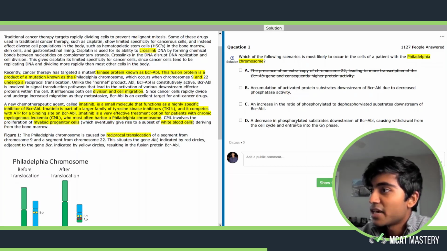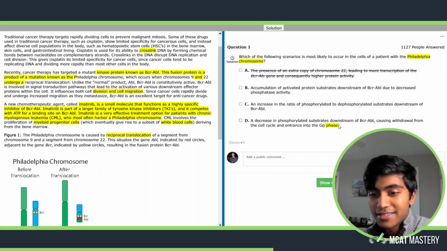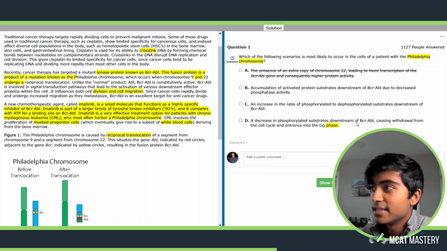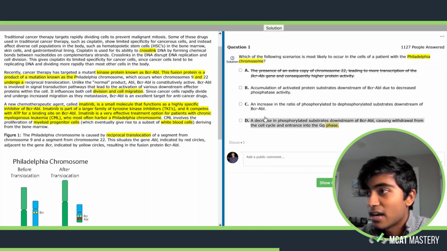This last one, decrease in phosphorylated substrates downstream of BCR-ABL causing withdrawal from the cell cycle and an entrance into the G0 phase. Here, the G0 phase is my keyword. The G0 phase, from how I understand it, is a phase where there's no replication happening. When you think about cancer, that's the exact opposite. You have a lot of replication happening in cancer. So there's no way that G0 phase is going to happen, because these Philadelphia chromosomes are more cancerous, so it would not enter G0. So I can confidently cancel that one out.